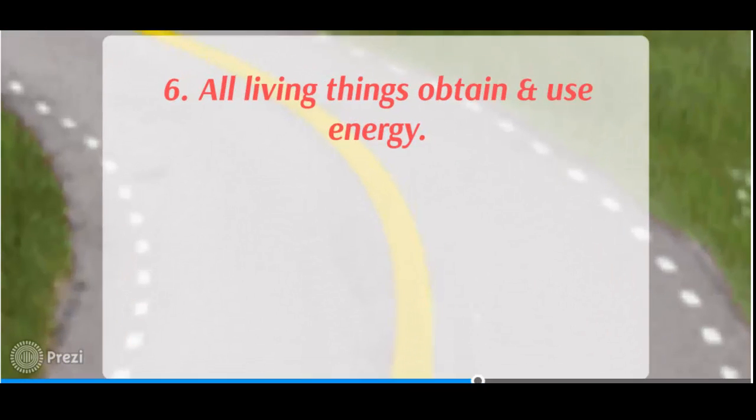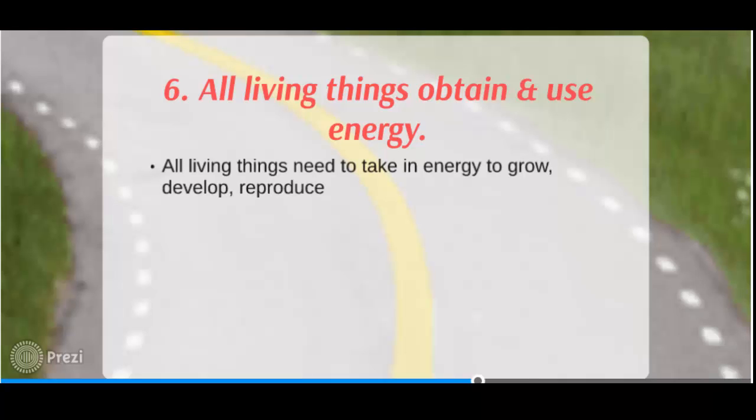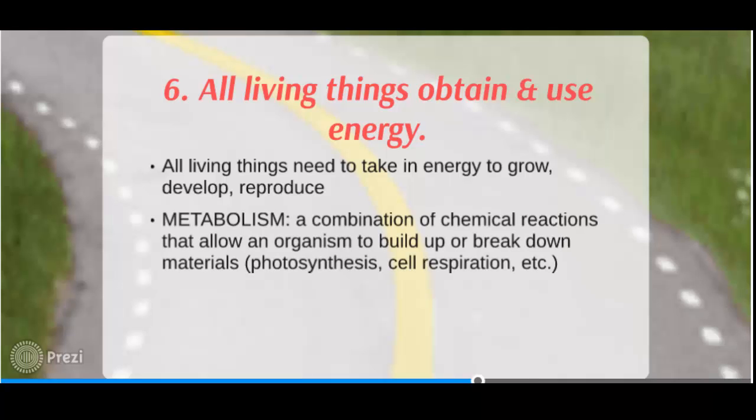The 6th thing that all living things do is obtain and use energy. And any living thing needs energy to grow, develop, reproduce, just do daily functions. Your metabolism is a word that basically describes any chemical reaction that allows an organism to build up or break down materials. So you usually hear it in terms of your metabolism. Some people say, oh, I have a slow metabolism and that's why I'm overweight.